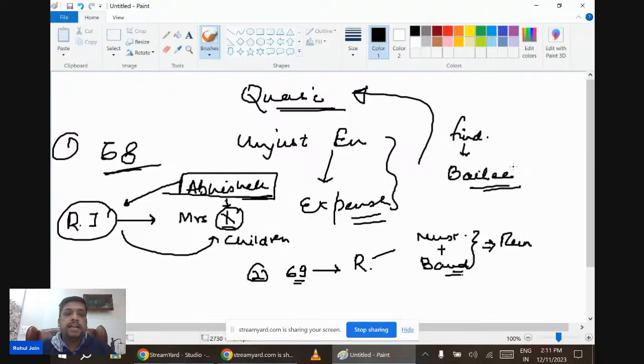Guys, please mark section number 68 and 71, very important for the exam.